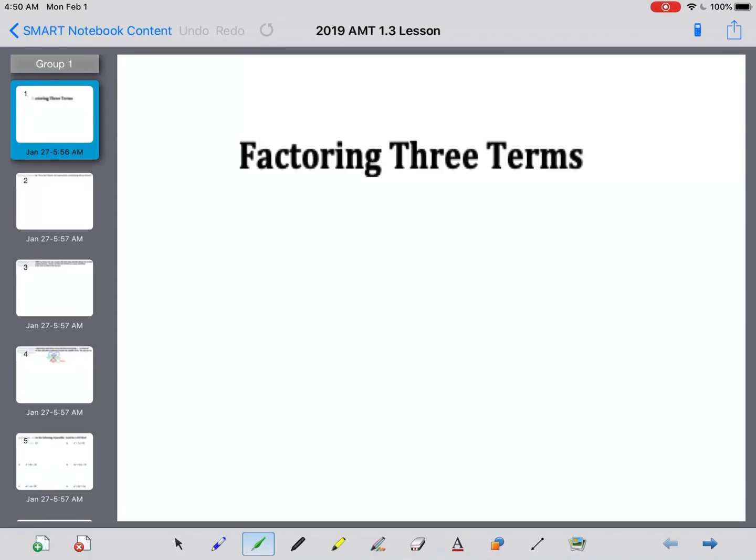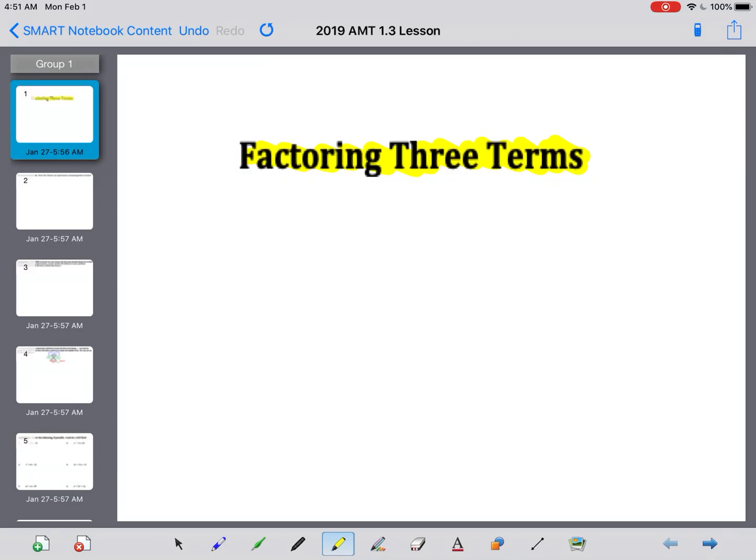Hello, advanced math students. Today we're going to go through the first part of lesson 1 through 1.3. And this starts with talking about factoring three-term expressions. Now we've talked about factoring four-term expressions using grouping, and we've done some GCF factoring, and that could be 2, 3, 4, however many terms.